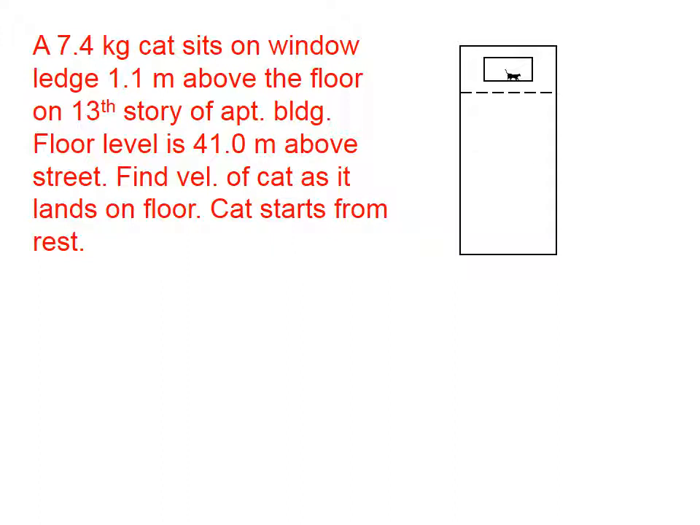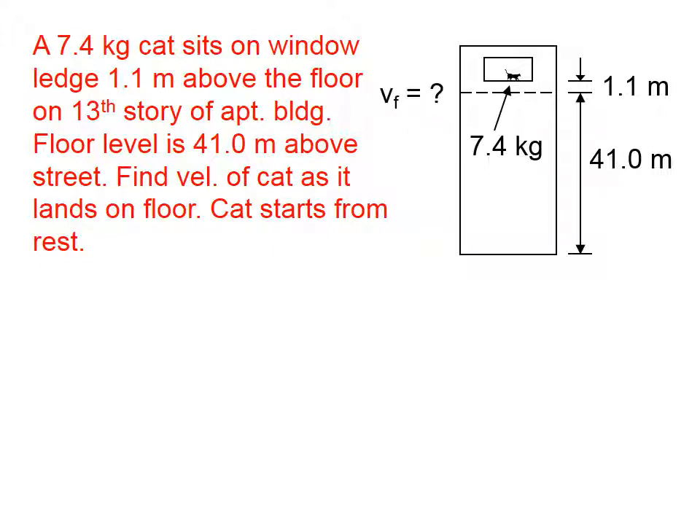We have a cat sitting on a window ledge. The window ledge is 1.1 meters above the floor on the 13th story of an apartment building. The 13th story is 41 meters above the street level, and the cat is going to hop down from the windowsill and land on the 13th floor. So he's going to fall downward 1.1 meters, and we want to find the speed of the cat as he lands on the floor. And we're told that the cat starts from rest.